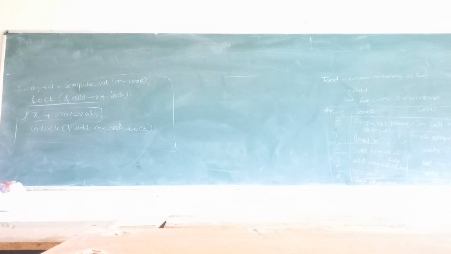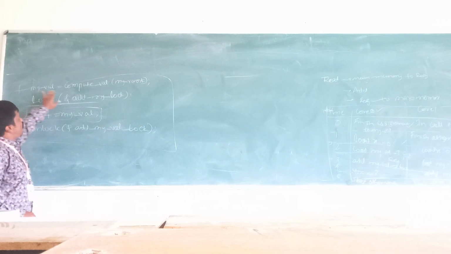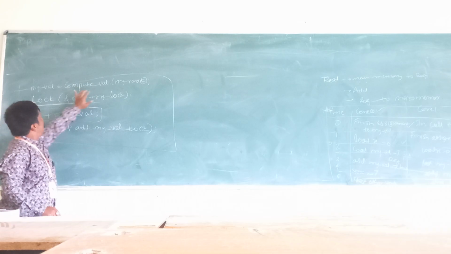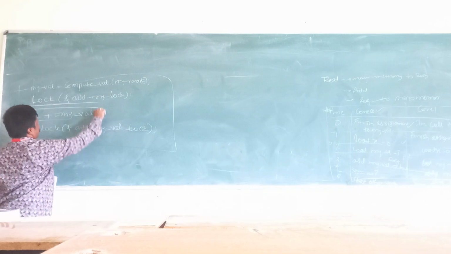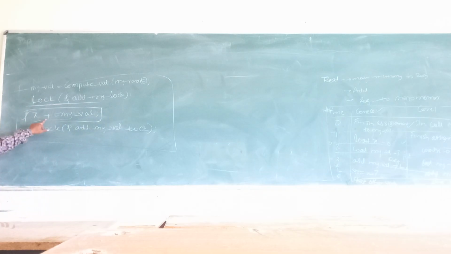So we have the value here, my value, which is initialized to compute value my rank, and we are also putting the lock condition. Okay, until the execution of x plus equals my value, the unlock will not execute here. Unlock means unlocking the particular piece of code or particular thread in order to allow execution of another thread here.